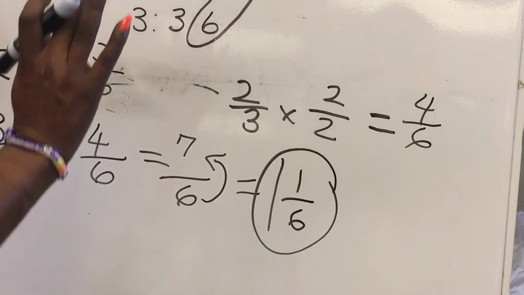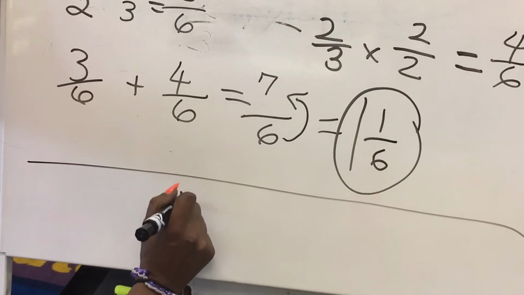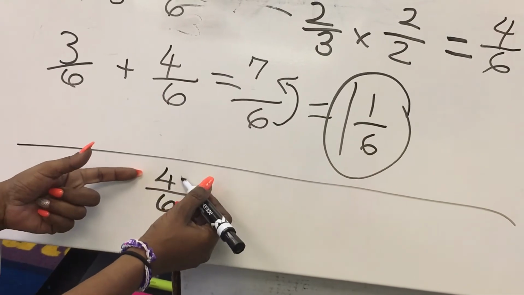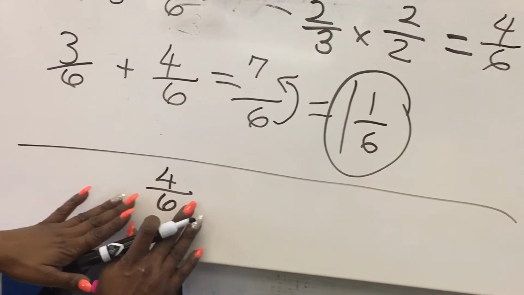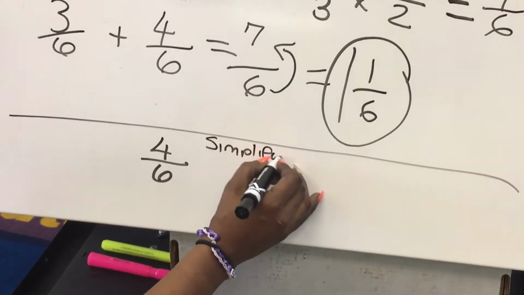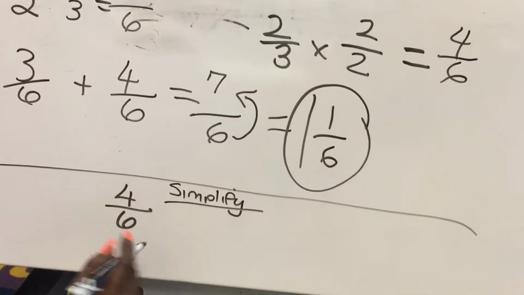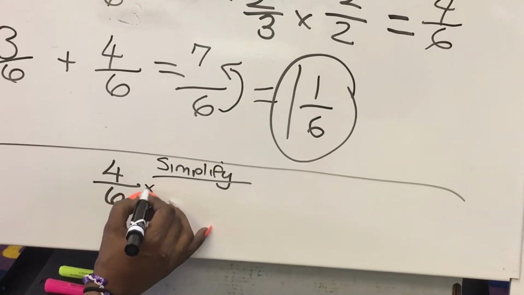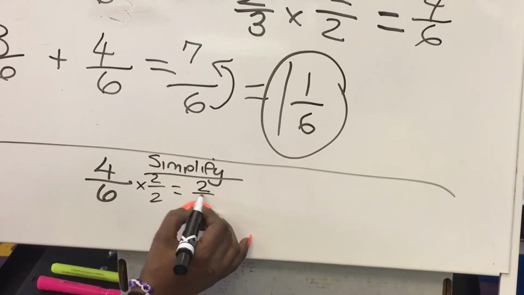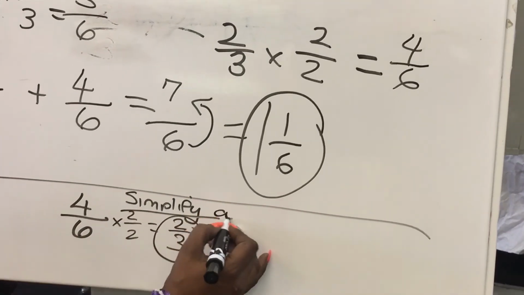Now, if by any chance you had an answer like 4 over 6, with a smaller number on the top and a bigger number on the bottom, you can simplify. Simplify means what number can go into both top and bottom. I would say maybe 2. That goes in 2 times, this goes in 3 times. And I don't think any number can go into both of those, so that would be the final answer if you wanted to simplify a fraction.